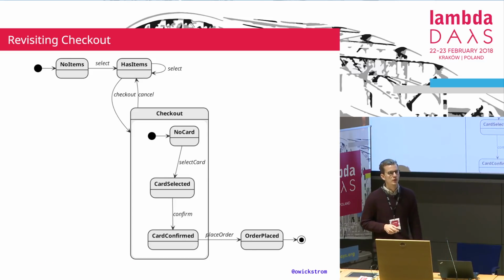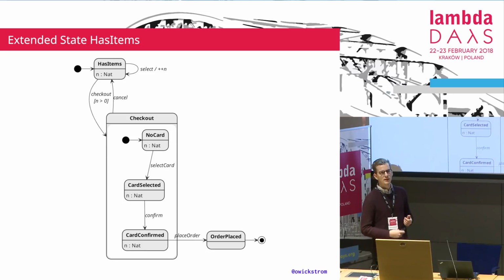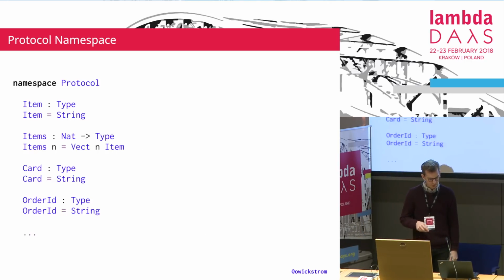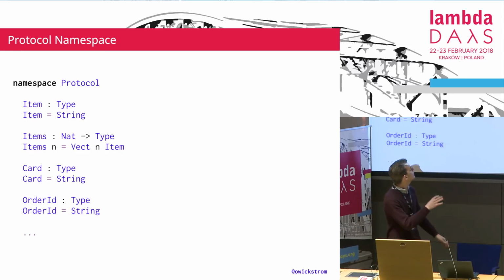Okay, so this is what we had before, but in Idris, if you look at the first two states, no items and has items, they kind of say either 0 items or more, right? And that's very close to a natural number and the natural number encoding you usually see in Idris. So what we can do is to use the natural number and collapse those two into one thing being parameterized by the number of items we have. And then the select operation increments that number, and there's a guard. When we do checkout, we have to have at least 1 item. Otherwise, it's the same.